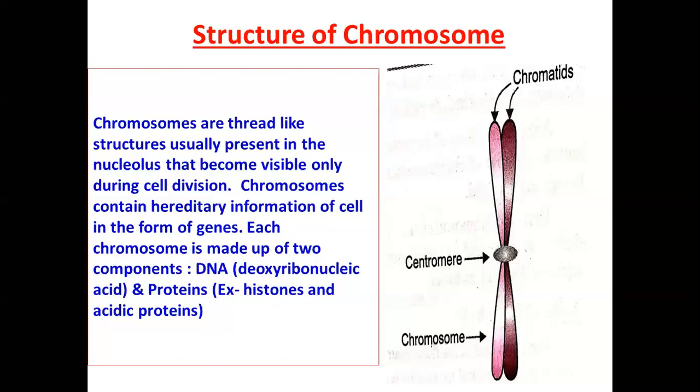Clear? Both chromatid of a chromosome are identical with identical genes during cell division. The two sister chromatids separate and each chromatid becomes an independent daughter chromosome. So during the division process, this centromere will divide and each chromatid will become a daughter chromosome. Clear? So this is all about structure of chromosome. Basically, it helps to carry the genetic information.